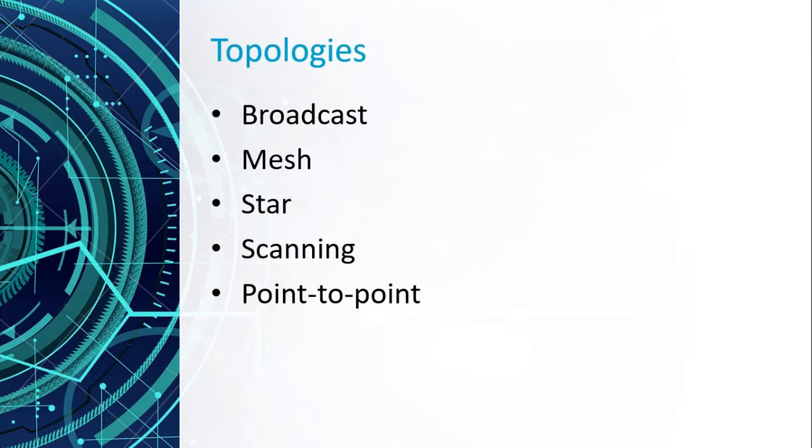Next is the star. Star is an environment where a central device can communicate with a number of connected devices. Number 4 is scanning. Scanning is an environment where a scanning device is constantly in receive mode, waiting to pick up a signal from anything transmitting within range. And lastly, we have point-to-point. In this mode, a one-to-one connection exists, where only two devices are connected over the communications path.